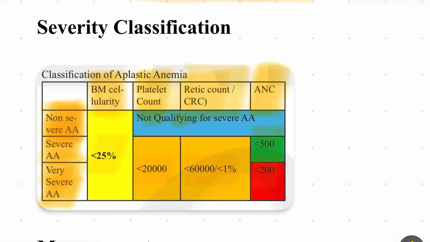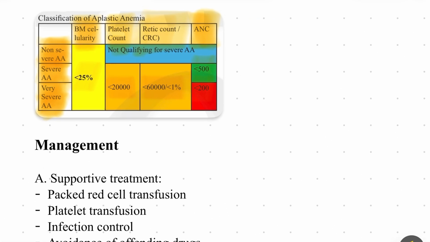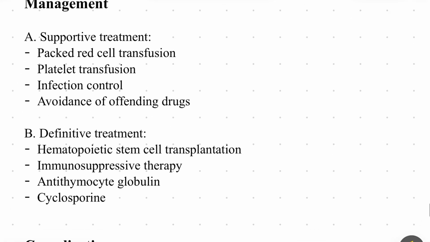But when it comes to platelet count, non-severe will be removed. Only severe and very severe we will be checking. So platelet count will be less than 20,000, and retic count less than 60,000. Common sense: when you want to differentiate between non-severe and severe, you take into consideration bone marrow cellularity. When you want to differentiate between severe and very severe, you take into consideration ANC. Okay, that's it. Simple. Then for the other two, just remember 20,000 and 60,000. Then coming to management, let's go with the supportive treatment and definitive treatment.